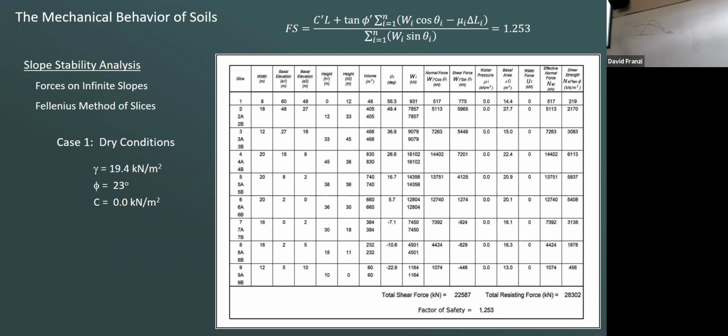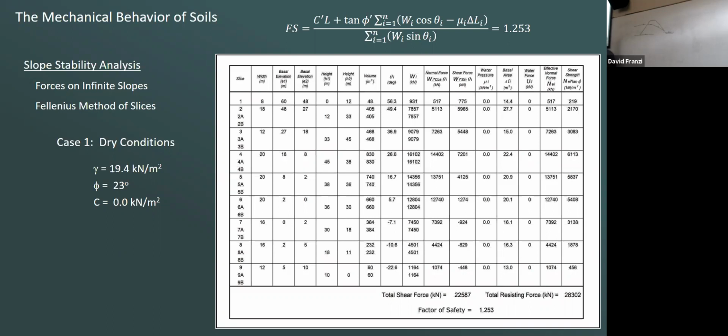And the water pressure is 0, because in this case, we're doing a dry condition, no water behind us at all. So we don't have to worry about water pressure or water forces here. The basal area is the length of that failure surface times 1 meter into the page. And so I can calculate the effective normal force and the shear strength from the Mohr-Coulomb equation for that slice. So I've got the resisting and the normal forces for that particular slice.